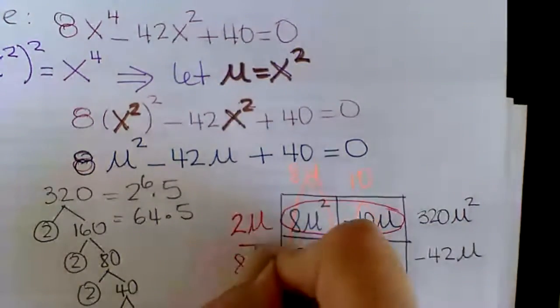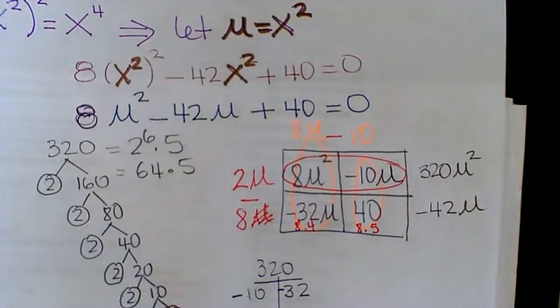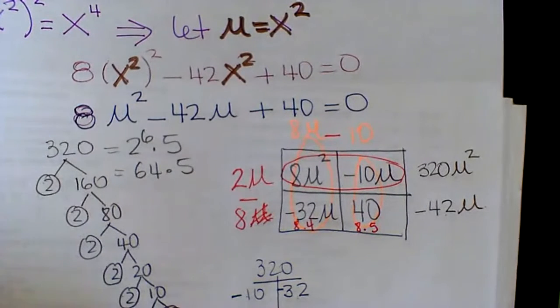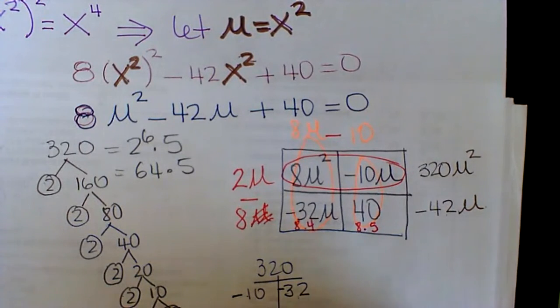And they both are going to be negative. So let me see if it's going to work. So we have 8u minus 10 times 2u minus 8. That's what I got.